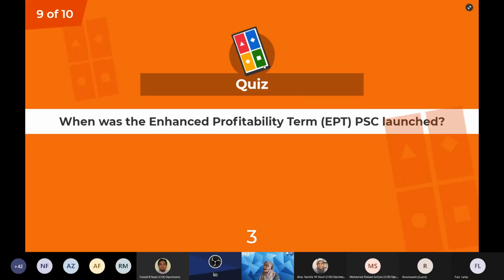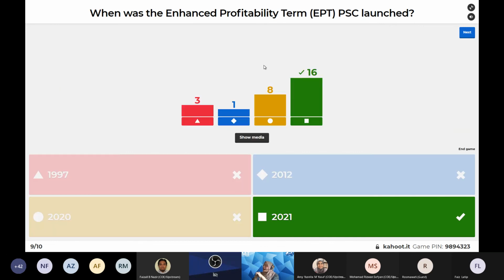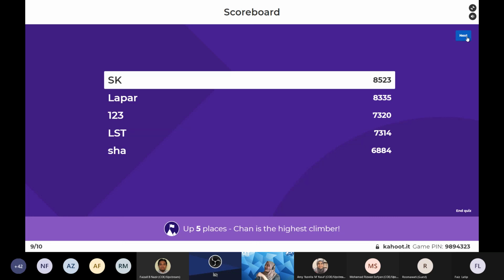Okay, next question. This is the second last. When was the enhanced profitability term PSC launched? If you remember the chart just now, it was also described in quite some detail. Yep, it was launched in 2021. SK is still leading. Let's go to the last question.